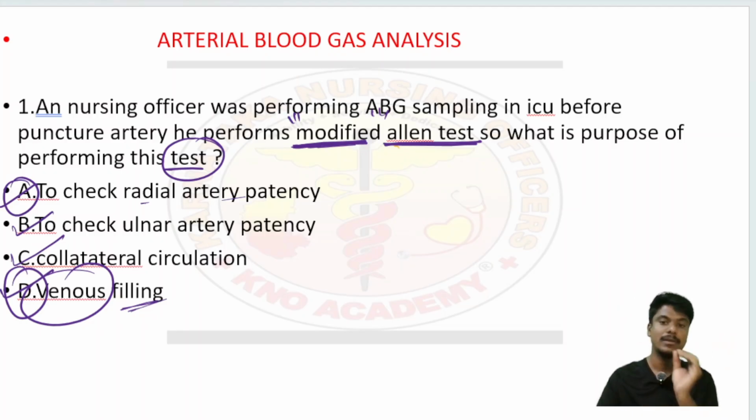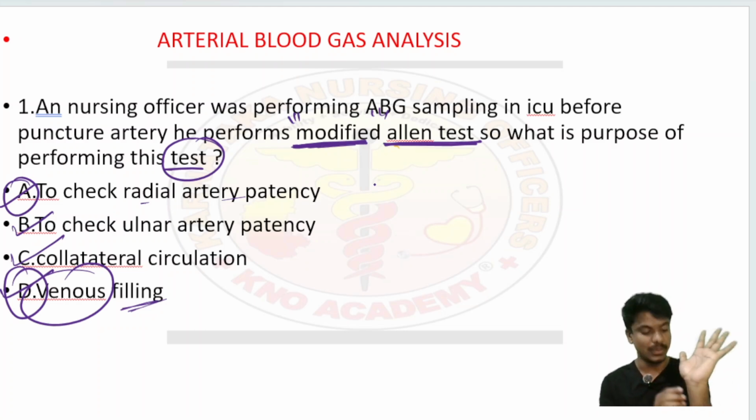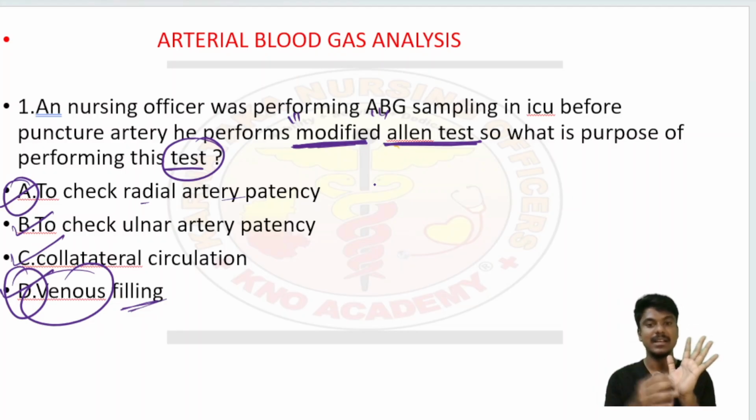But here I stressed the modified Allen test. In the modified Allen test, we compress only the radial artery, for 40 to 60 seconds, for 1 minute, and we see whether the hand turns pale or not. If it turns pale, it indicates a negative Allen test. If it is not turning pale, it indicates a positive Allen test, meaning normal. You have ulnar artery patency, or the ulnar artery has adequate blood flow.